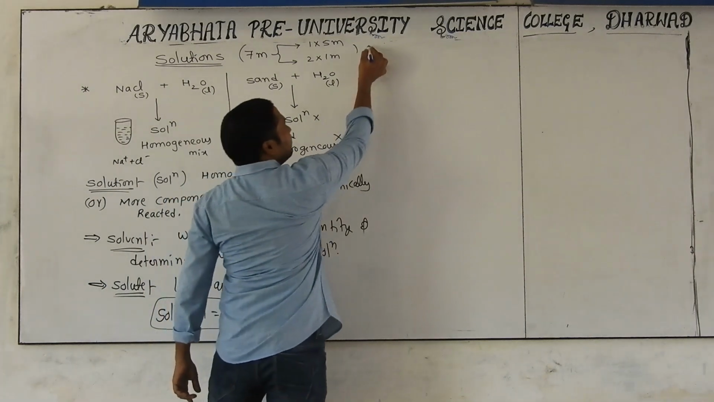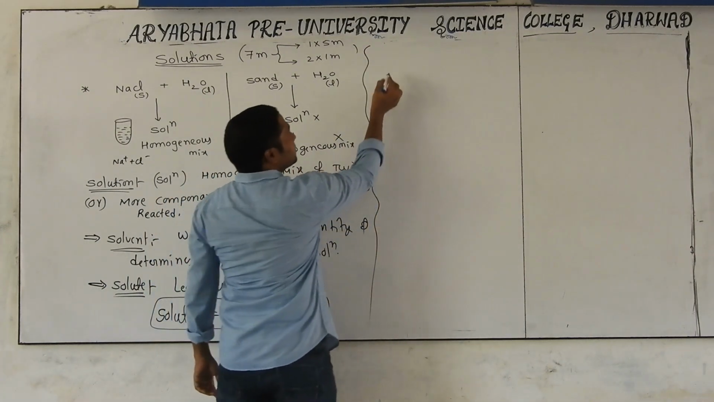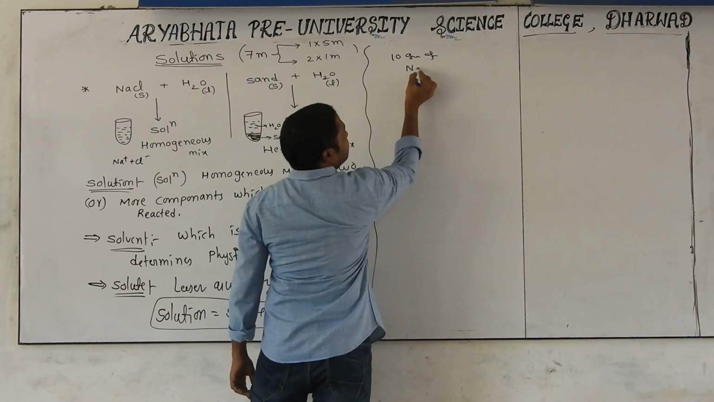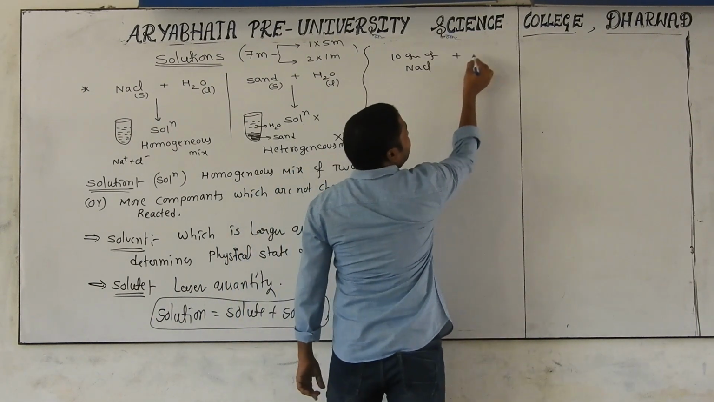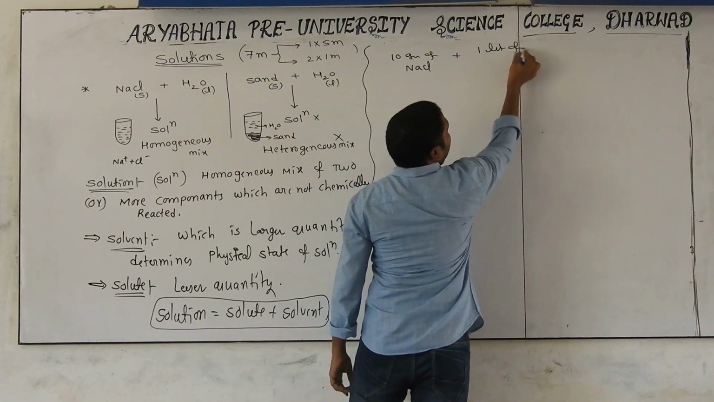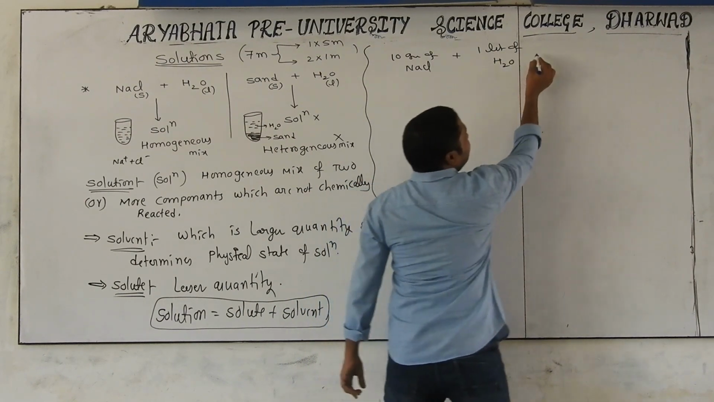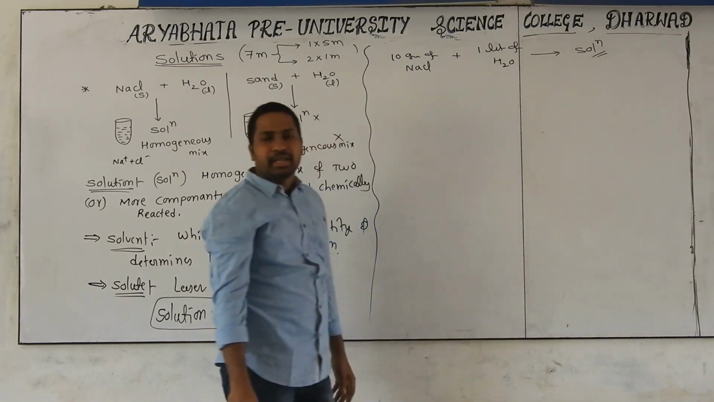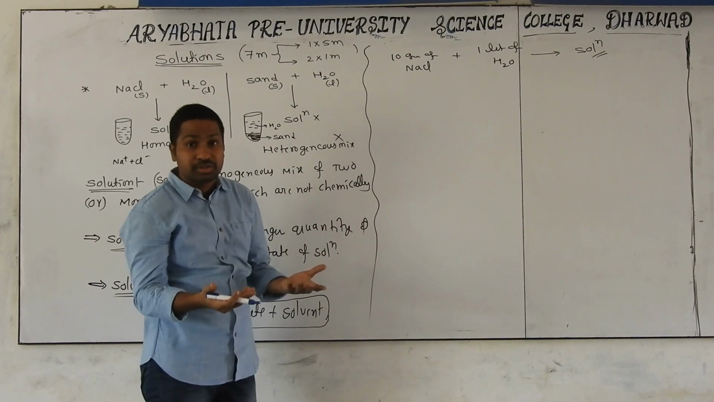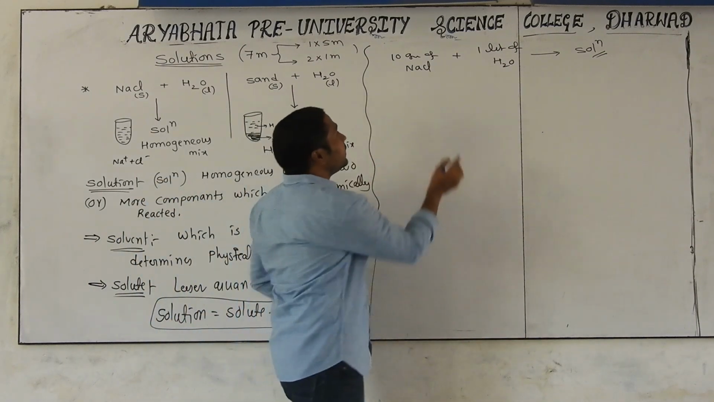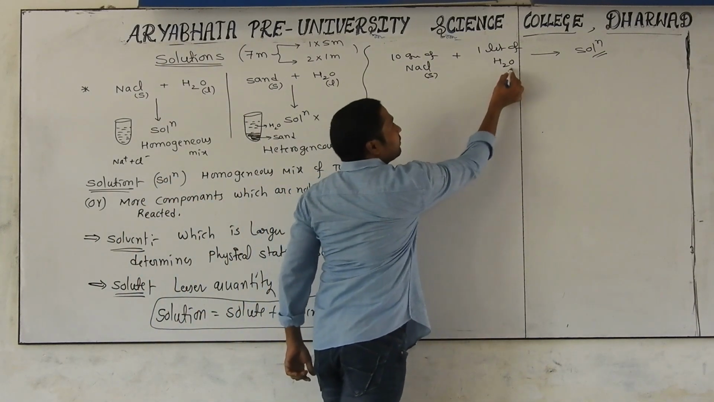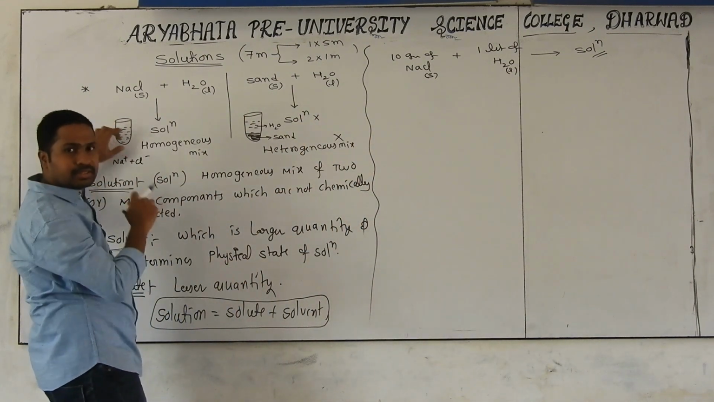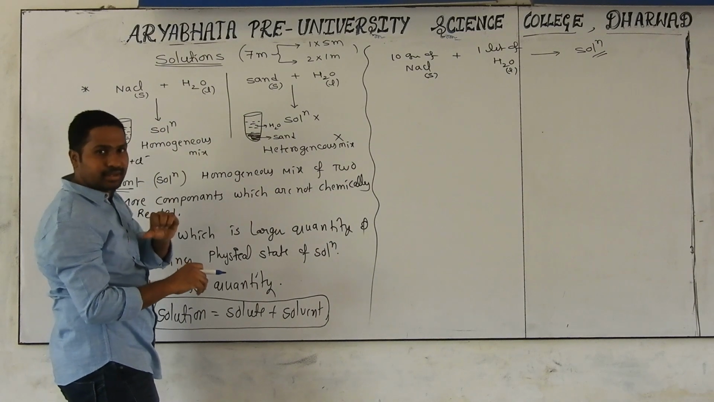Now I will give you one example. For example, I am taking 10 grams of NaCl and dissolving it in 1 liter of water. What do we get? Definitely a solution. Why? Because after mixing we get a homogeneous mixture. Before mixing they are in the solid phase and liquid phase. After mixing, all the components are in only one physical state, which is called a homogeneous mixture.